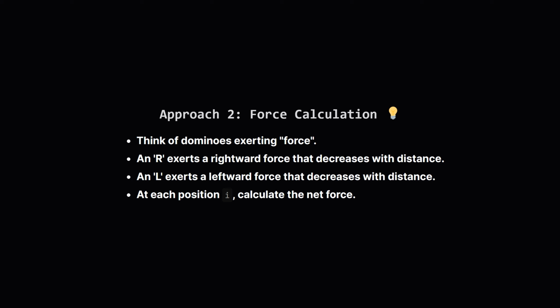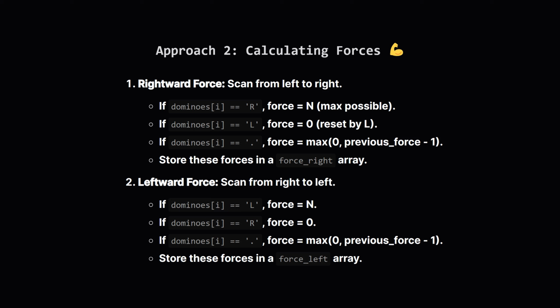Forces. Imagine each sends out a push right force, and each sends out a push left force. The strength of the force gets weaker the farther away it travels. For any standing domino, a dot, we want to know, what's the strength of the rightward push reaching it, and what's the strength of the leftward push? How can we calculate these forces?